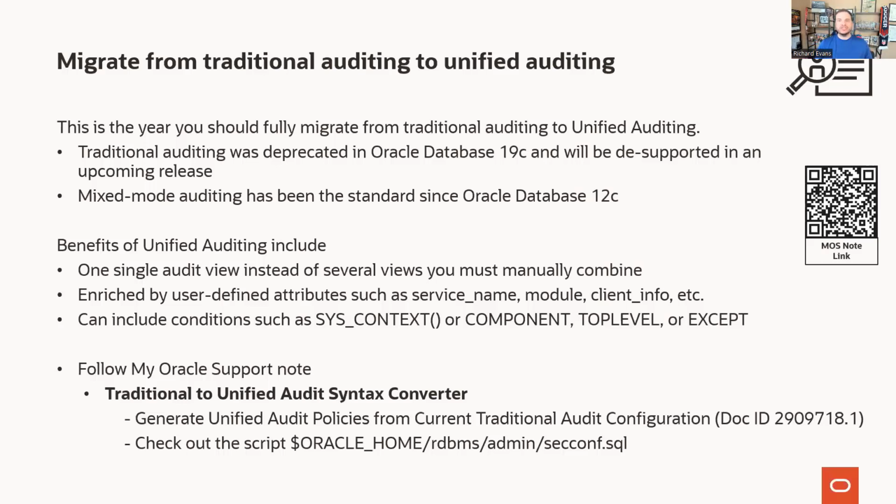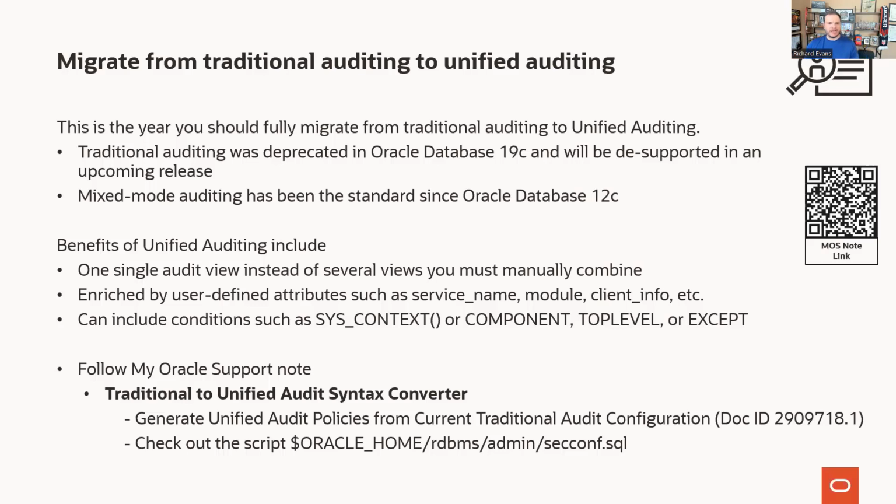It is going to give you a general idea of how to do a one-to-one transfer. But look at sys_context, look at component, look at top level, look at exceptions, look at the things you can do with unified audit that you couldn't do, or couldn't do as easily, with traditional audit, okay?